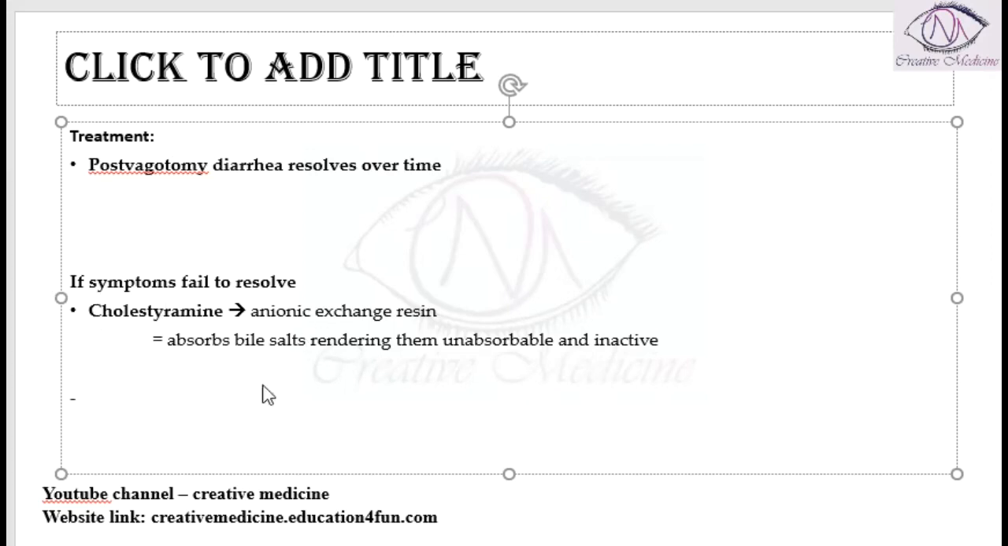Then octreotide can also be used, especially if there is severe post-vagotomy diarrhea. We can use octreotide.